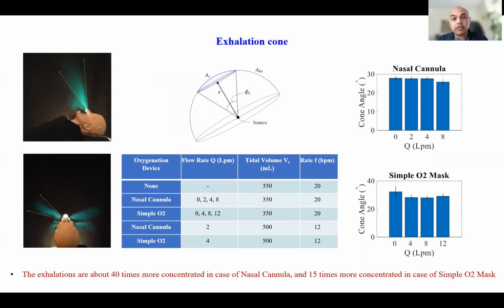In both cases, there's a difference in the sense that with the nasal cannula, the plumes come straight forward, whereas with the simple O2 mask, the mask redirects the exhalations and they come off to the side.